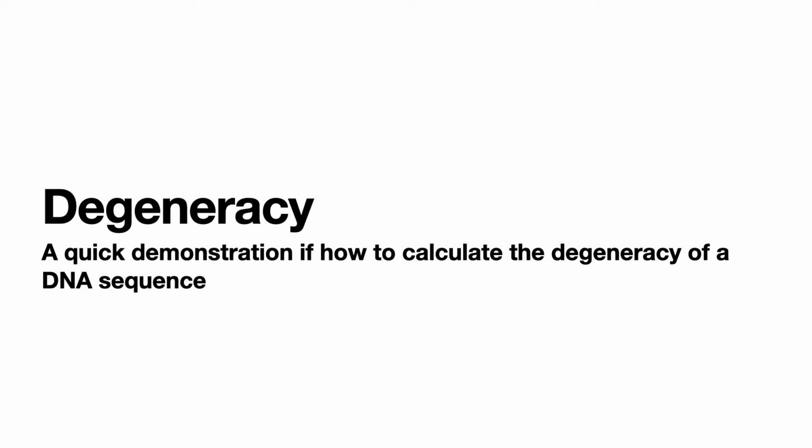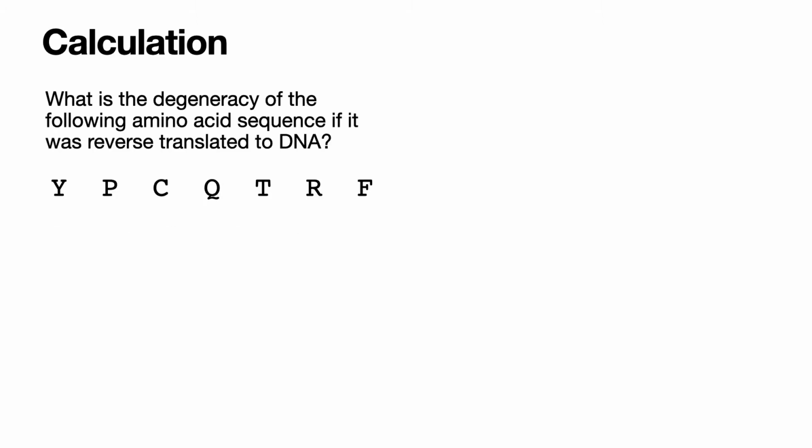This is a quick demonstration on how to calculate the degeneracy of a DNA sequence for a given protein sequence. In other words, how many different DNA molecules could encode for that protein sequence. So let's say we're given this following sequence here, YPCQTRF, and we want to work out its degeneracy. In other words, how many different DNA sequences could encode for this protein sequence.